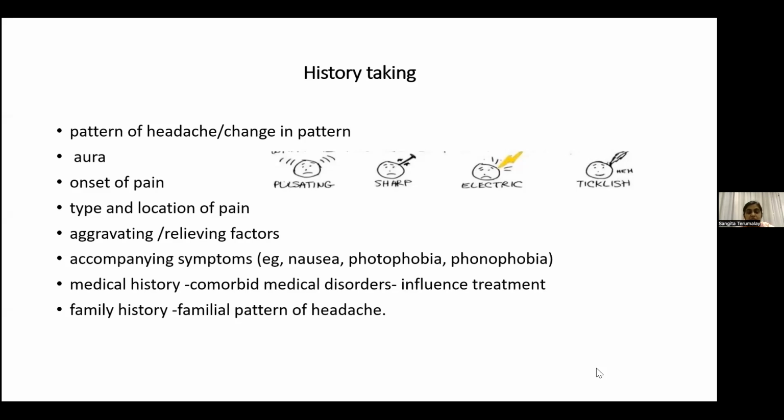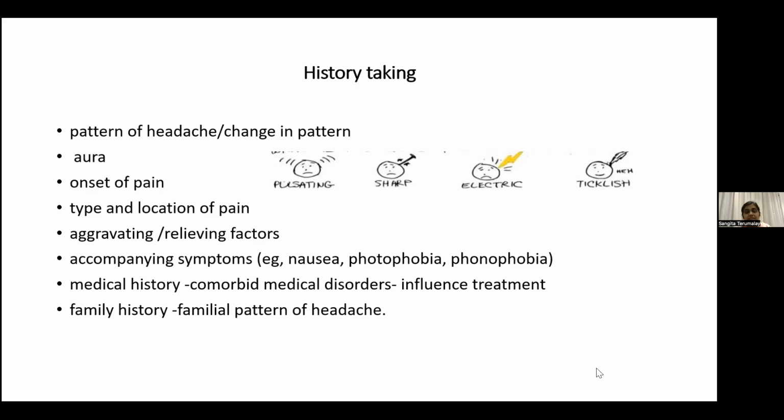In the history, we want to know what's the pattern of the headache. Is it a pulsating headache? Is it a sharp pain? Is the pain like an electric shock? Or is the pain ticklish? That sort of thing. And then we also want to know whether there's a change in the pattern. For example, if previously the child had a pulsating headache, is the headache now sharp or vice versa, just to see whether there is a change in the pattern.